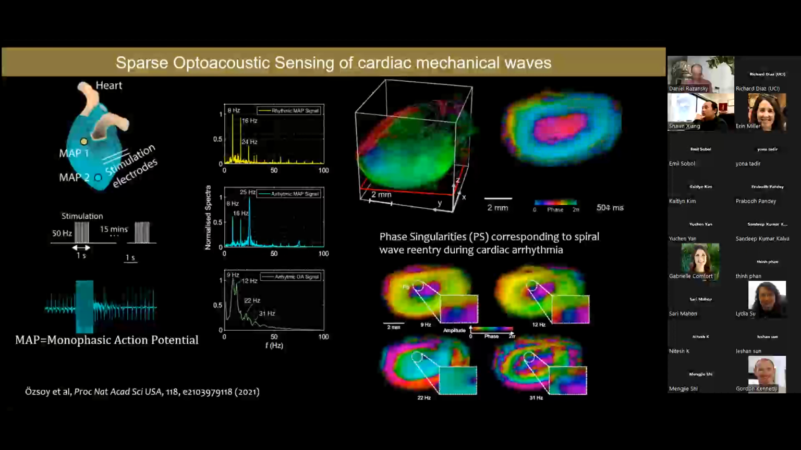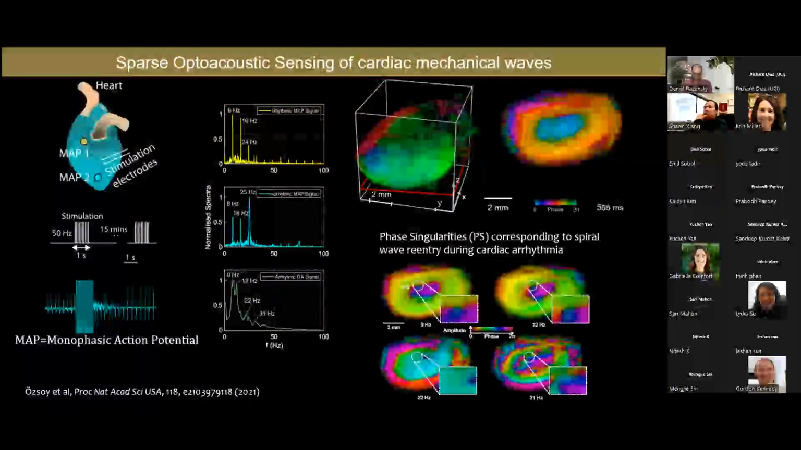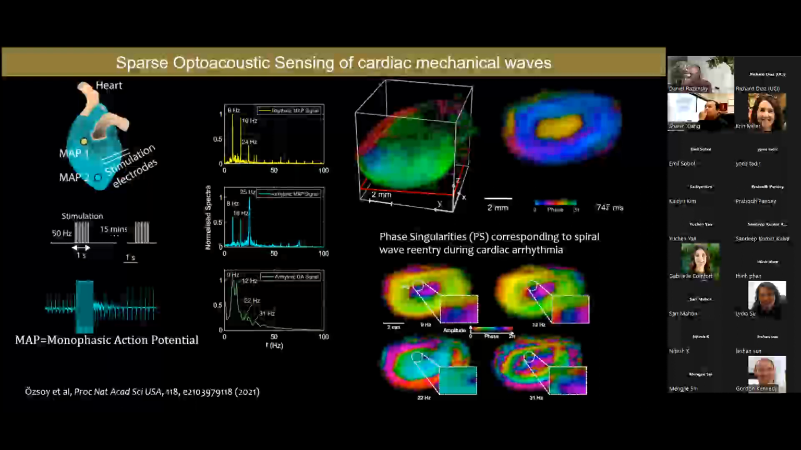Now, if you apply it to an arrhythmic model of the heart, where, for example, you induce arrhythmia with some electrodes, you can nicely visualize the phase singularities in the heartbeat that correspond to the so-called spiral wave reentry, which happens during cardiac arrhythmia. So here you see this point where the mechanical wave basically spirals around this point, and you really need very high imaging speed to visualize something like that, especially in the very fast beating heart of a mouse.